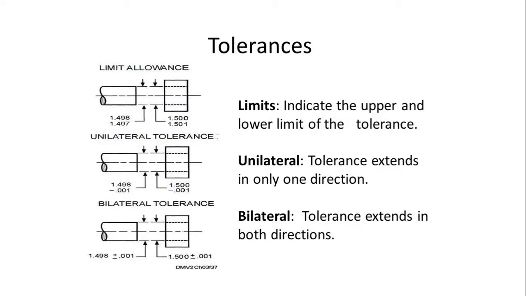Limits indicate the upper and lower limit of the tolerance. Unilateral tolerance means the tolerance extends in only one direction, either plus or minus. Here, let's see, this is the unilateral tolerance, 1.498 minus 0.001. Either plus or minus. This is called a unilateral dimension.